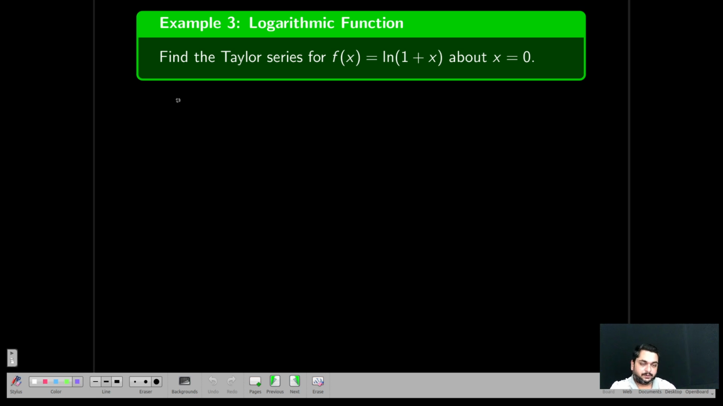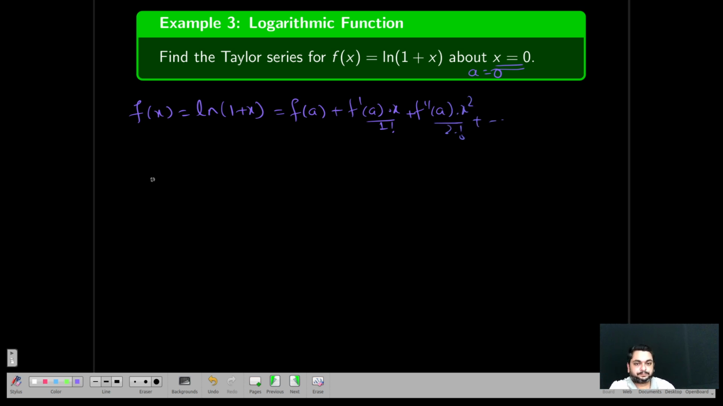Next. So given a logarithmic function, how will you find the series? Say f of x is equal to natural log of 1 plus x about x equal to 0. So that means a is equal to 0. So this is equal to f of a plus f dash of a into x by 1 factorial plus f double dash of a into x square by 2 factorial and so on. Now find out f of a, that is f of 0.